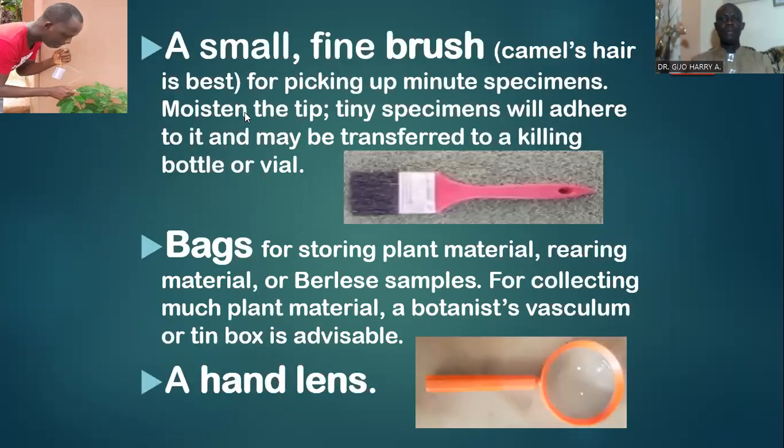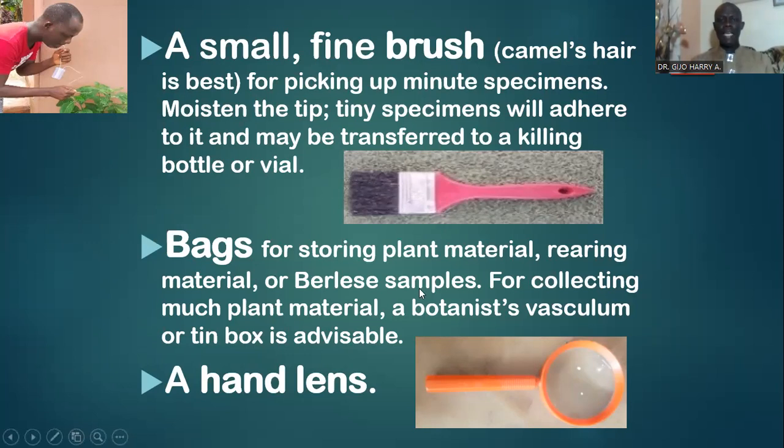We also need small, fine brushes. Usually, camel's hair is known to be the best. The small, fine brush is used for picking up minute specimens. To do that, you moisten the tip, and then the tiny specimen will adhere to it and may be transferred to a killing bottle or vial. So small brushes like this one on this screen can be used for the collection of insects.